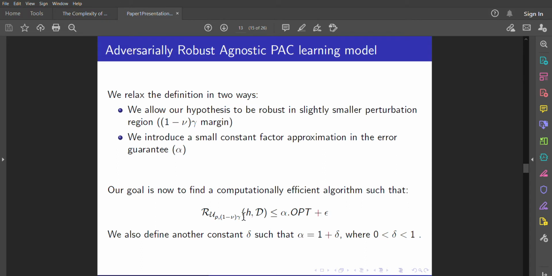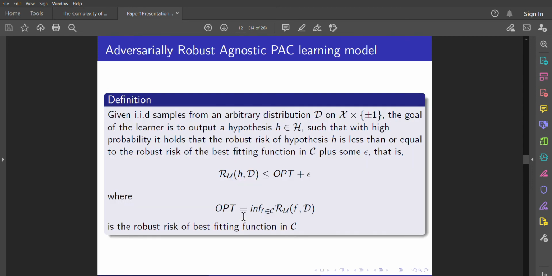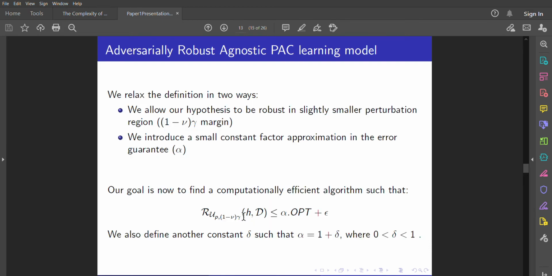From hardness results, it follows that this problem is hard and we would need to relax this definition in some ways. So what we do is firstly we allow our hypothesis to be robust in a slightly smaller perturbation region. That is, we reduce the gamma margin to (1 - nu) gamma margin. I haven't noted this down in my slides, but nu is some constant between 0 and 1. And we also introduce a small constant factor approximation in error guarantee, and we denote this as alpha.